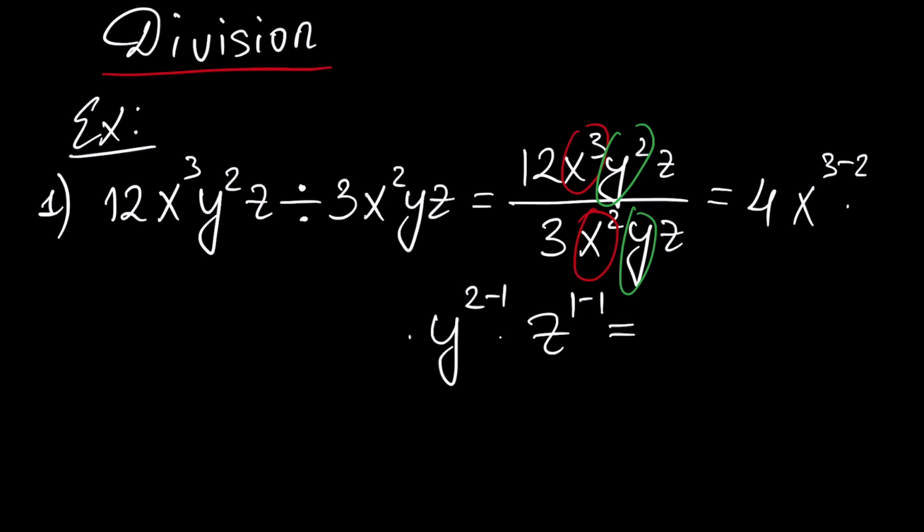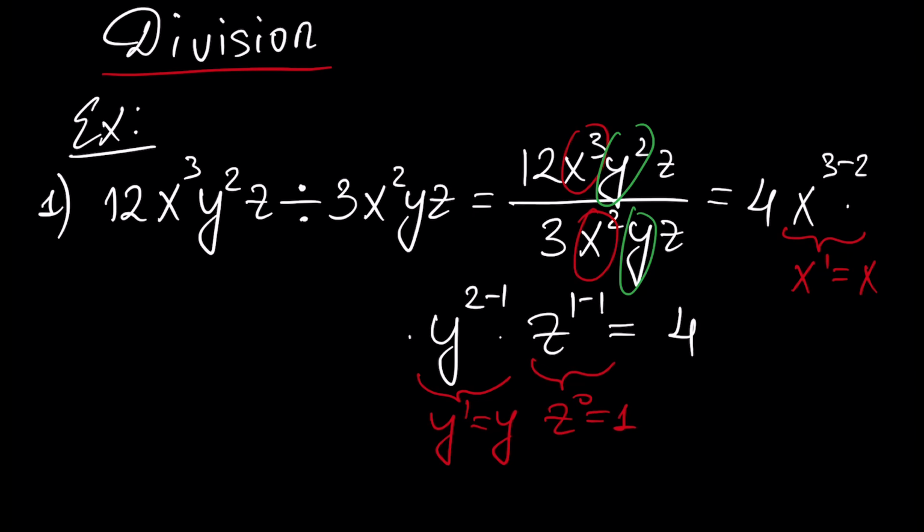And here, of course, this is x to the power 3 minus 2, x to the power 1, which is x. This is y to the power 1, which is y. And this is z to the power 0, which is 1. And final answer will be 4x, y, and z to the power 0 is 1. So we avoid writing 1. This is the final answer.